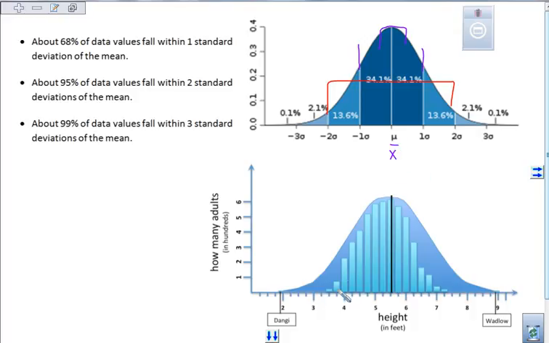So here are some data. This would be where our x bar is, and then you could figure out this is 1 standard deviation away, 2 standard deviations away, and so on.